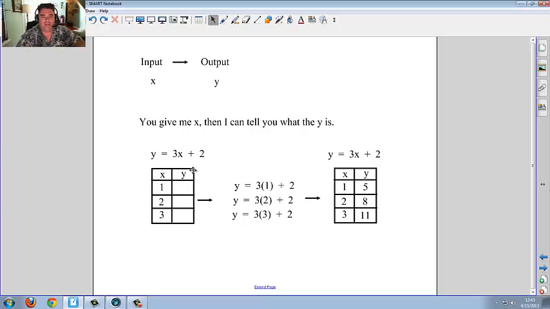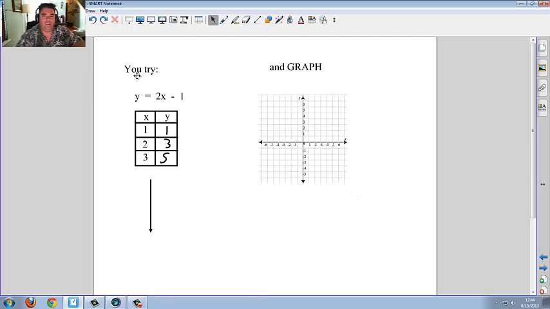Well, notice here that instead of x, we simply put in the 1, 2, and 3. So instead of 3 times x, 3 times 1. 3 times 1 is 3, plus 2 makes 5. So when I put 1 in, out comes 5. Now I put the 2 in. 2 times 3 is 6, plus 2 is 8. So when x is 2, y becomes 8, I should say. And x is 3. 3 times 3 is 9, plus 2 is 11. So 3, 11.